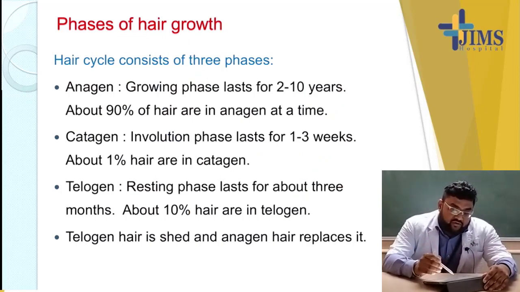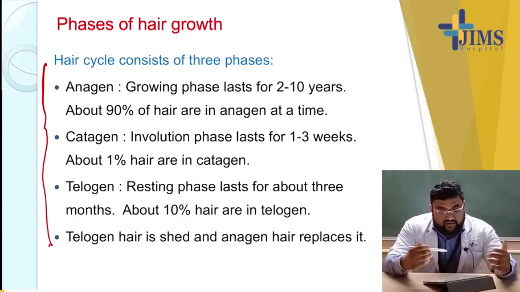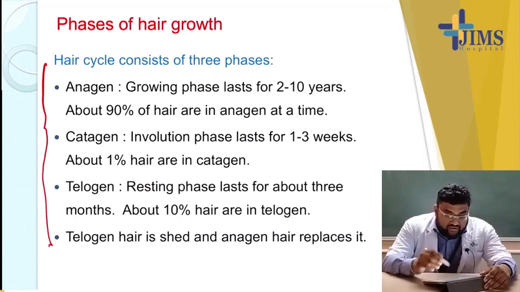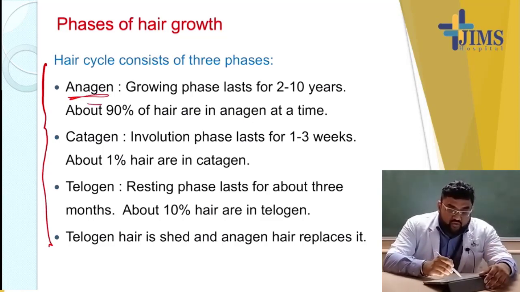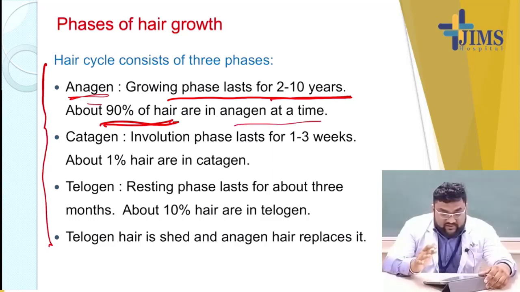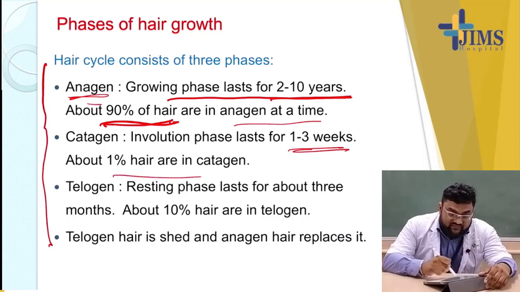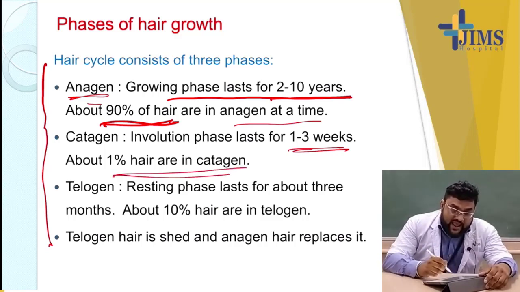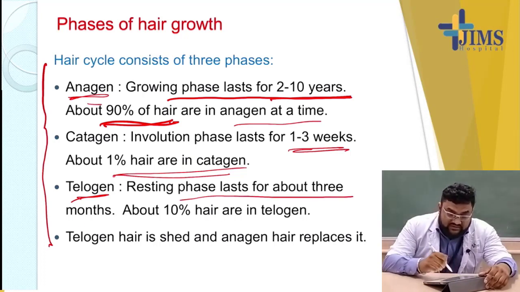Now, phases of hair growth. Why do you need to know this? Because there are different diseases related to different hair cycles. The anagen phase is the growing phase, which lasts for 2 to 10 years. About 90% of the hair is in the anagen phase at any given time. We have the catagen phase, the involution phase, which lasts for 1 to 3 weeks, and about 1% of the hair is in catagen. And the telogen hair is the resting phase, which lasts around 3 months, and about 10% of the hair is in telogen.